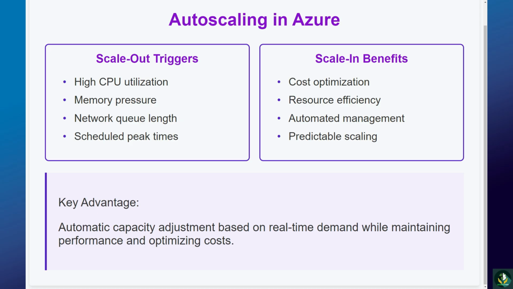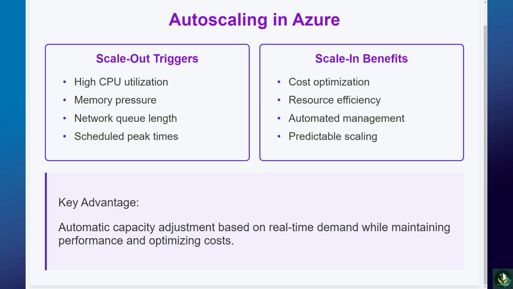Auto-scaling is fundamentally about achieving the perfect balance between performance and cost. Think of it as having an intelligent system that constantly monitors your application's needs and adjusts resources accordingly. This automation eliminates the need for manual intervention while ensuring optimal resource utilization.